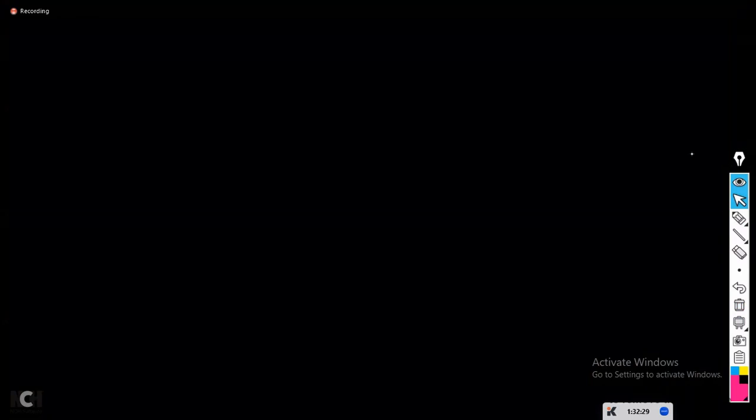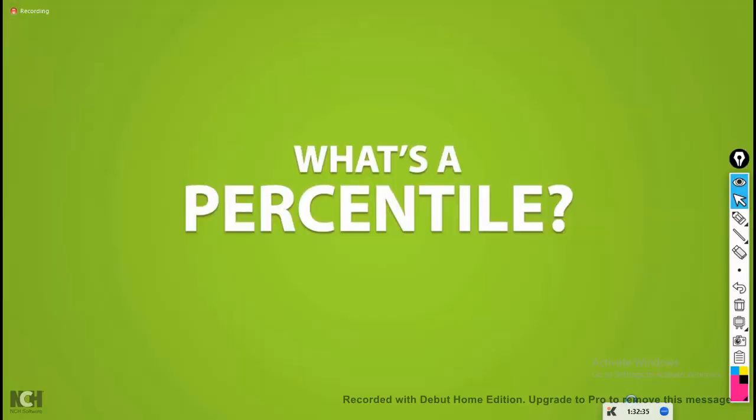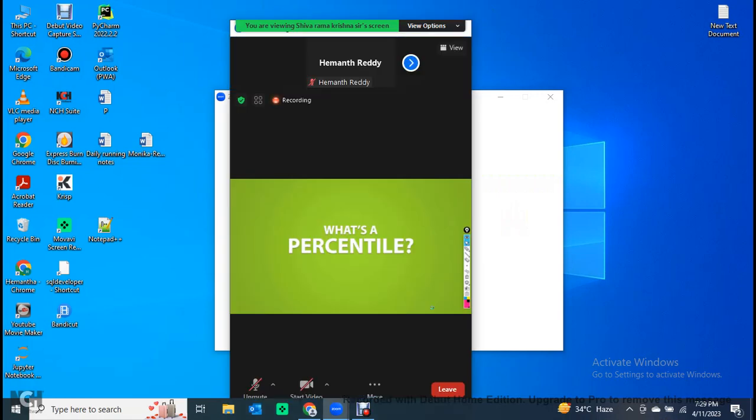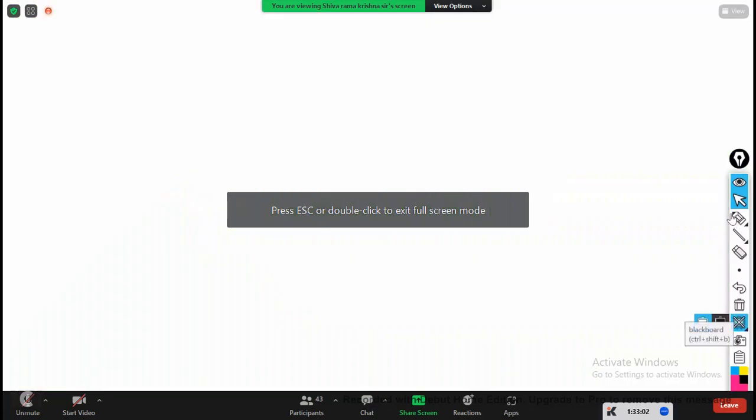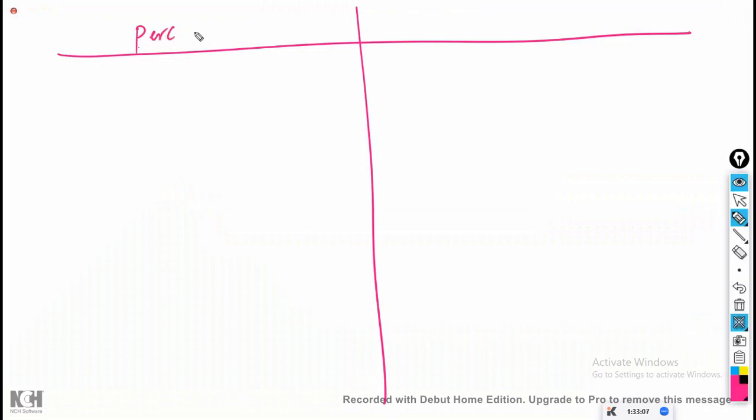So the next concept is called percentile. Most interesting topic, most confusing topic. Very good topic. Extraordinary topic. Important topic. The next heading is called percentile. Now, what is meant by percentile? Percentage is different. Percentile is different. Don't get confused between percentage versus percentile.